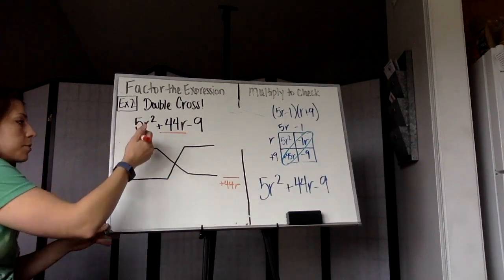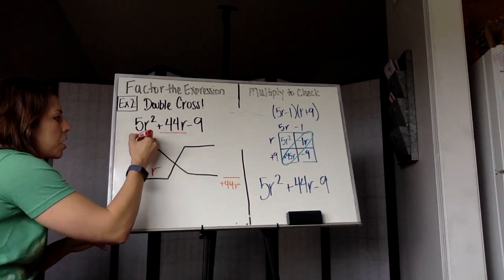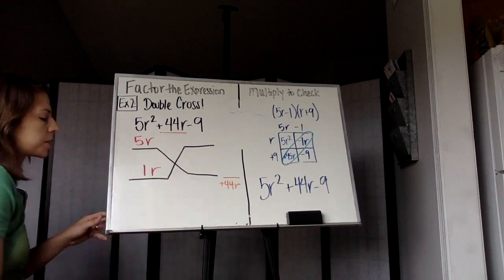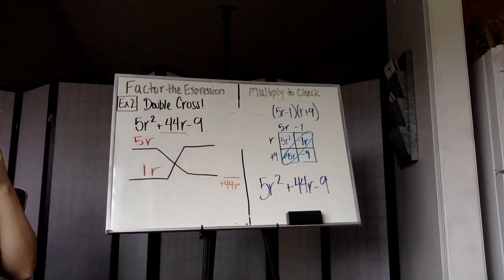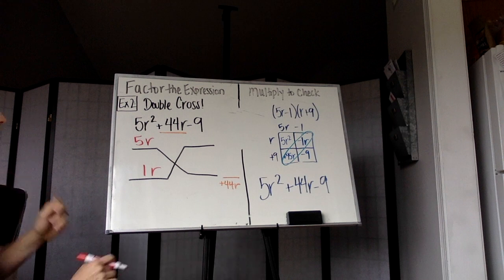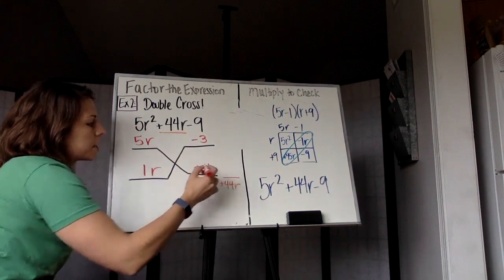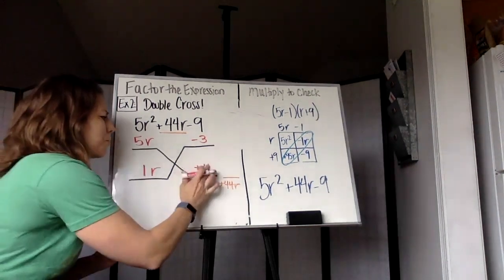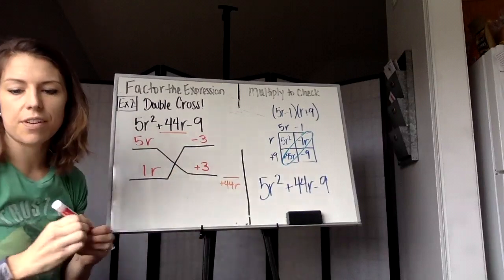Here we go. R times r is r squared, so we know both of these are going to have an r, and one of them is going to be 5 and one of them is going to be 1, because 5 and 1 are the only ways to get 5r squared. What two numbers multiply to -9? The first two that come to mind are -3 and +3. So I'm going to put -3 here and +3 here, and let's see if it works.